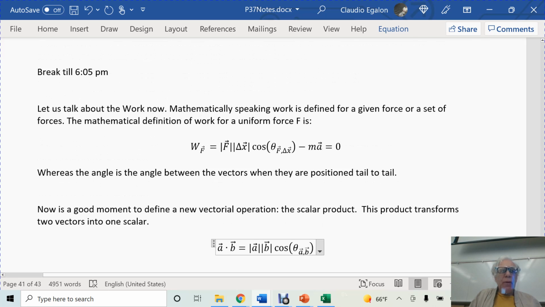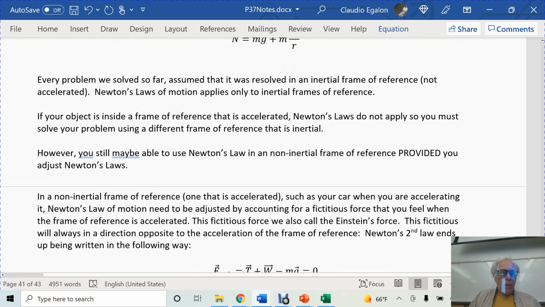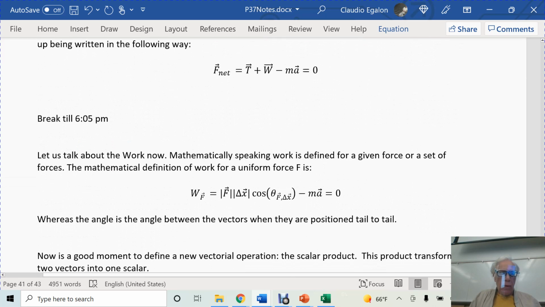So what you see right in here, from the definition of force, oh, what do I have here? It's not supposed to have this thing here, right? Here you go.